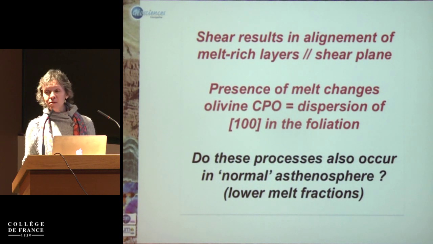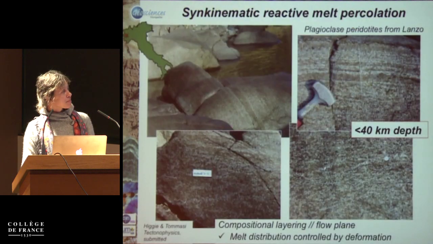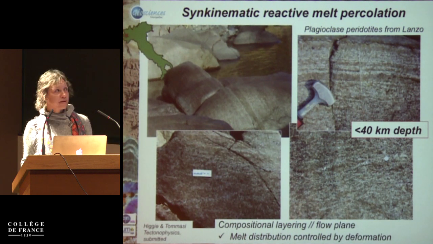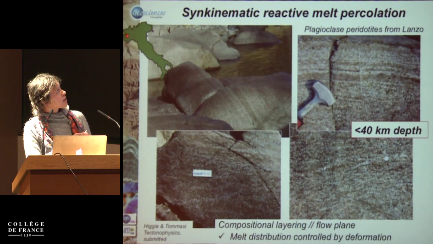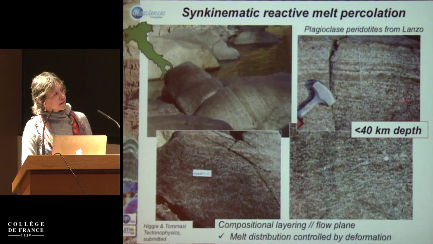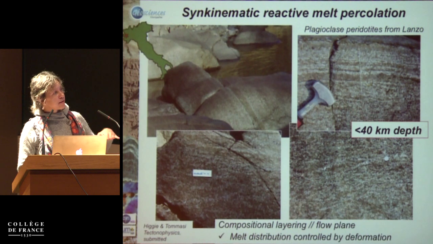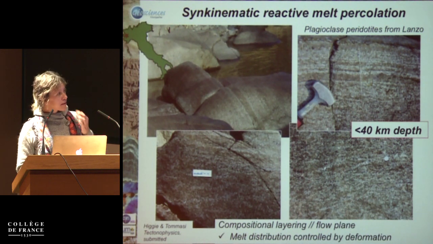So we can ask ourselves if this kind of process can also take place in a normal mantle, where we have lower melt fractions and maybe lower shear strains also. This is data from Lanzo. So we are in the Alps here. It's a peridotite massif in the Alps, and we are looking at something that took place deeper. It's also a lithosphere-asthenosphere boundary. You have melt present in the system, but it's a little bit deeper.